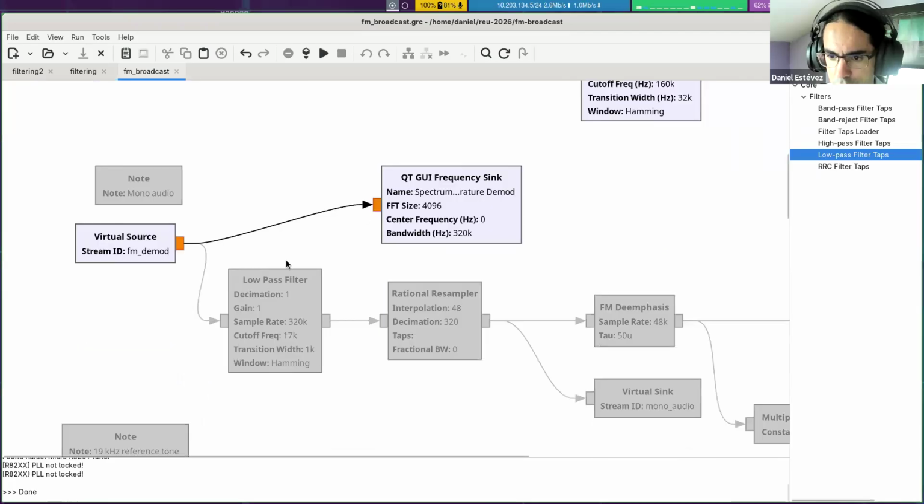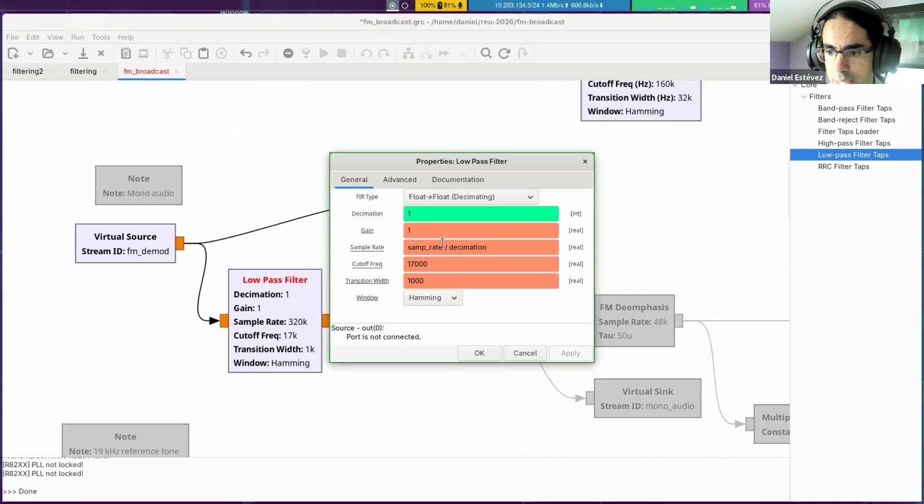Okay, so let's do that. We have a low pass filter, and basically we are following what I have remarked. There is a tone at 19 kilohertz that we want to remove. I will get back to why there is such a tone, but for the time being, we just want to get rid of it. We have seen that there is frequency content in the audio up to about 15 kilohertz. So 17 kilohertz is a reasonable place to put our cutoff frequency. That's what we do, and transition width 1 kilohertz, why not?